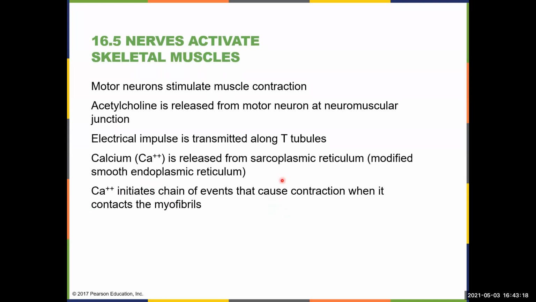Now, just kind of going into a little more detail, we have motor neurons that are going to come in contact with the muscle cells, and those are going to stimulate those contractions. You get a neurotransmitter called acetylcholine that's released from the motor neuron to what's known as the neuromuscular junction.